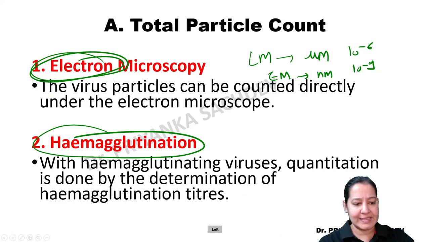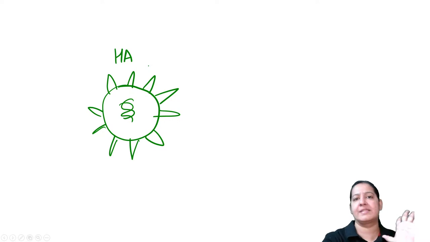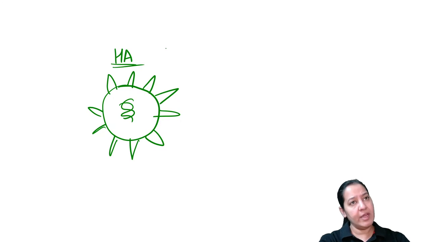I have told you yesterday that there are some viruses. This is the virus, this is the nucleic acid of the virus. On the surface of some viruses, some projections are present. Can you see spiky projections? These spiky projections are known as heme agglutinin on some viruses. I have told you the mnemonic also in yesterday's lecture, ripe mango. In which viruses is this present? Heme agglutinin. So you can do the diagnosis.